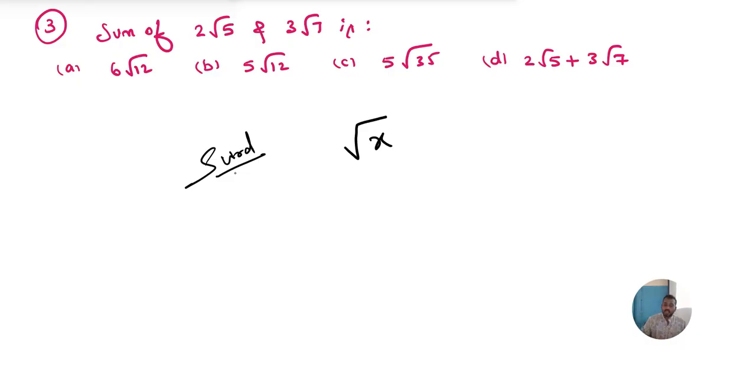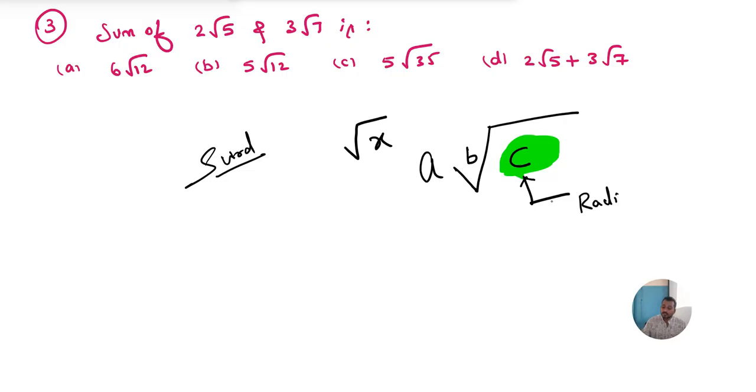Now, my dear students, I would like to tell you one most important thing. Whenever we write a surd, for example, here I will write A. In this gap I will write B. And here I will write C. Now, what do A, B, C represent? Children, remember, inside this root we have C. So this C is called the radicand.